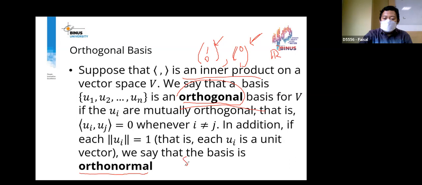So the standard basis in Rn, together with the dot product, because Rn has a dot product, is also an orthogonal basis. So this is an orthogonal basis, and the standard basis is also an orthonormal basis.